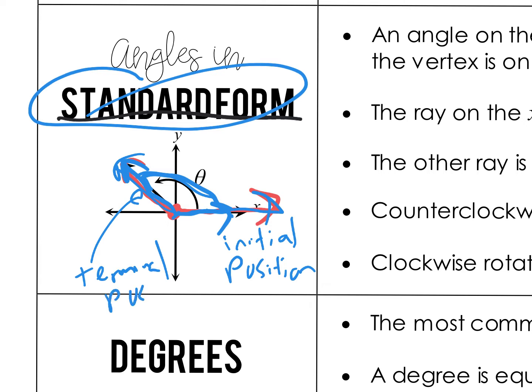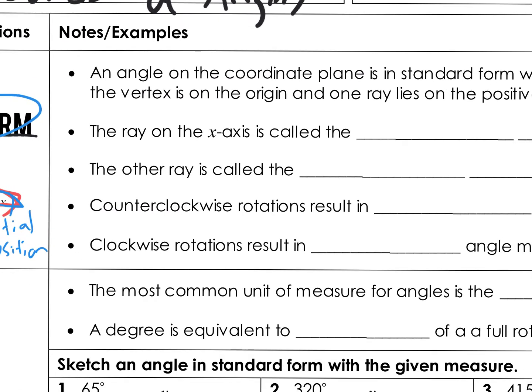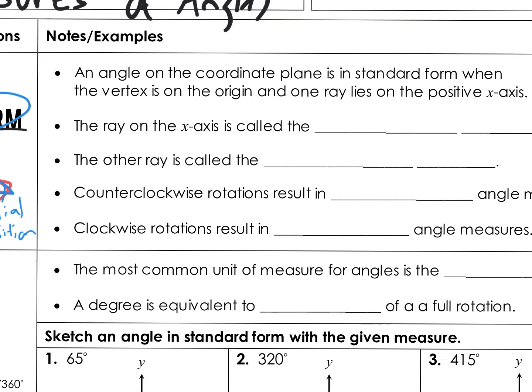I'm using the word position here. I am pretty sure she calls it the initial side or the terminal side. And let's see what we have in the notes. An angle on the coordinate plane is in standard form when the vertex is at the origin. I think I said that. And one ray lies on the positive x-axis. Is that what I said? Yeah. One of them has to be laying on the x-axis.